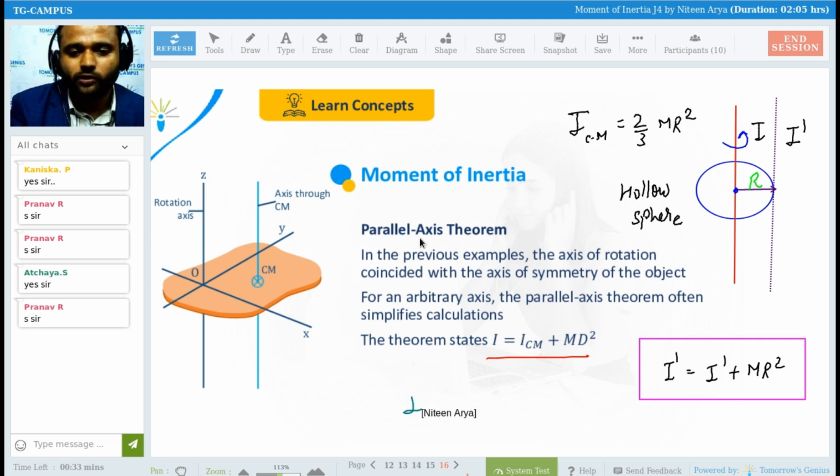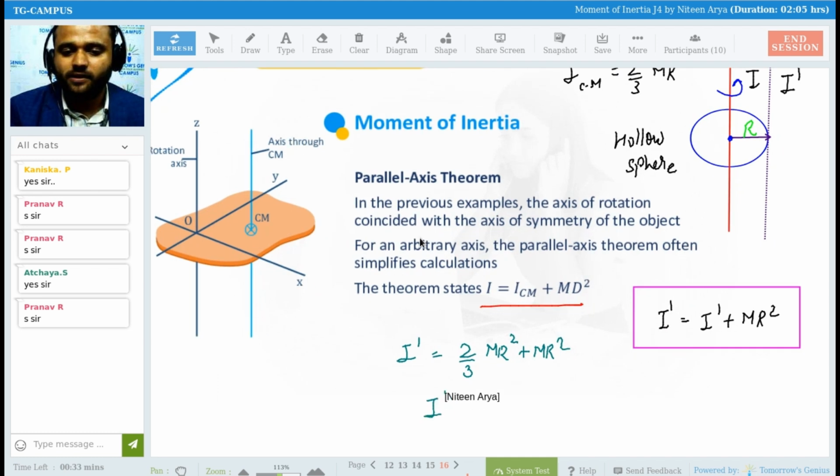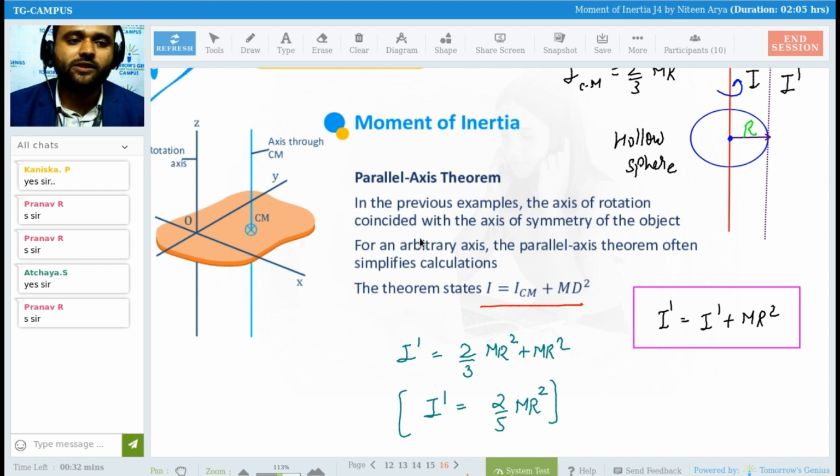So beta, I prime is going to be 2 by 3 mr square plus mr square, right? So that is going to be same as a solid sphere. I prime is going to be 2 by 5 mr square. You can do the mathematics. It's very easy. If you take mr square common, 2 by 3 plus 1, and the LCM of 2 by 3 plus 1 is 5. It is going to be 5 by 3 or 2 by 5.